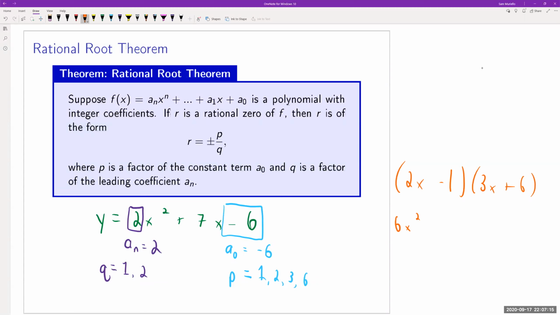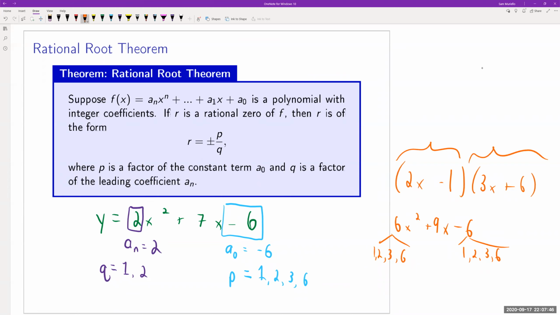Let's see, plus 12x minus 3x, so plus 9x minus 6. And so I see that I'm looking here at 1, 2, 3, 6 in both cases as the possible factors of the two pieces. Now let's look at the two factors here.